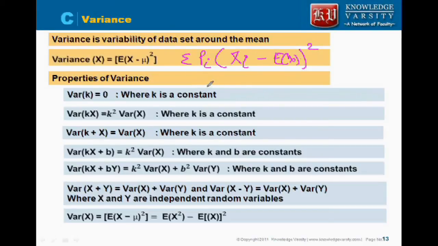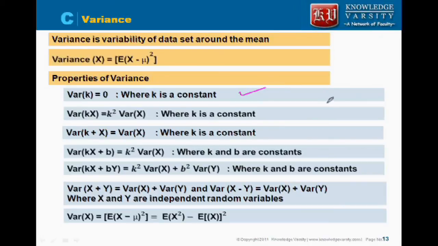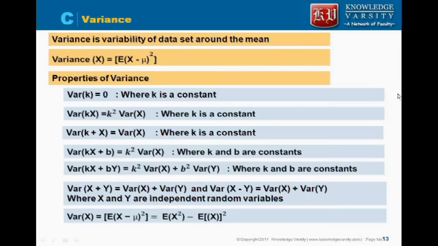Now what is the variance of a constant? We have found the expected value of a constant k is k. Similarly, I may be interested in finding the variance of a constant. The variance of a constant is 0. Now if I want to find the variance of kX, you multiply every item by k, where k is a constant. The variance of kX is given as k square into the variance of X, where k is a constant.